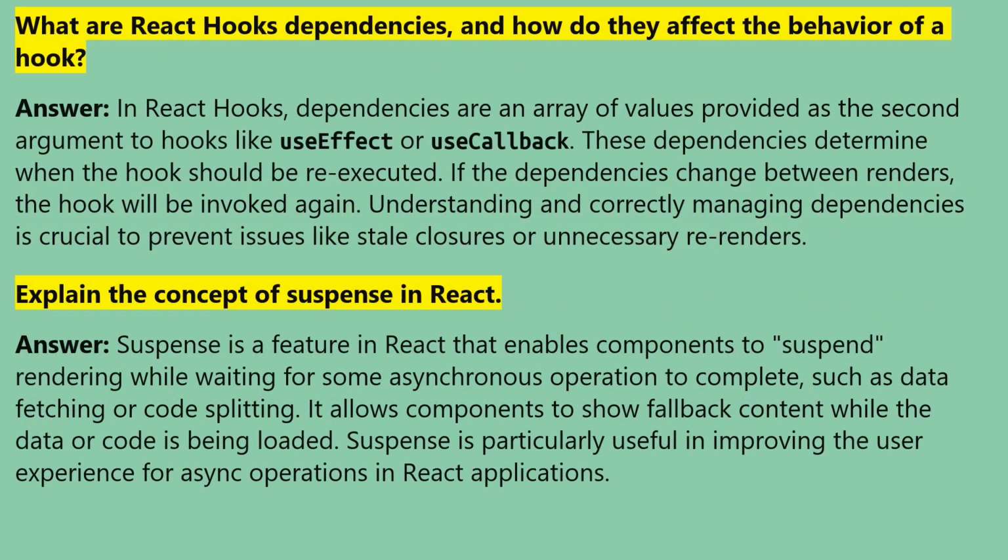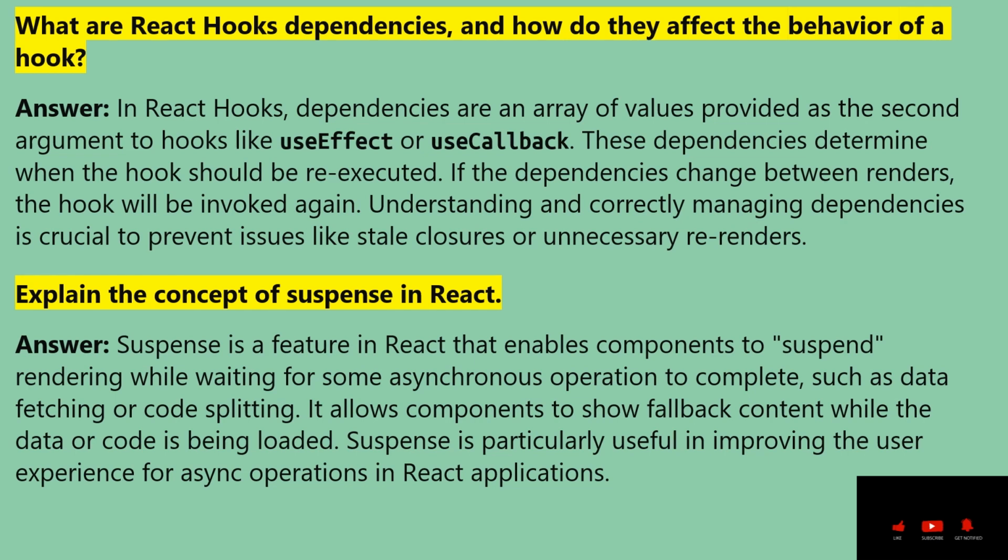What are React hooks dependencies and how do they affect the behavior of a hook? Answer: in React hooks, dependencies are an array of values provided as the second argument to hooks like useEffect or useCallback. These dependencies determine when the hook should be re-executed. If the dependencies change between renders, the hook will be invoked again. Understanding and correctly managing dependencies is crucial to prevent issues like stale closures or unnecessary re-renders.